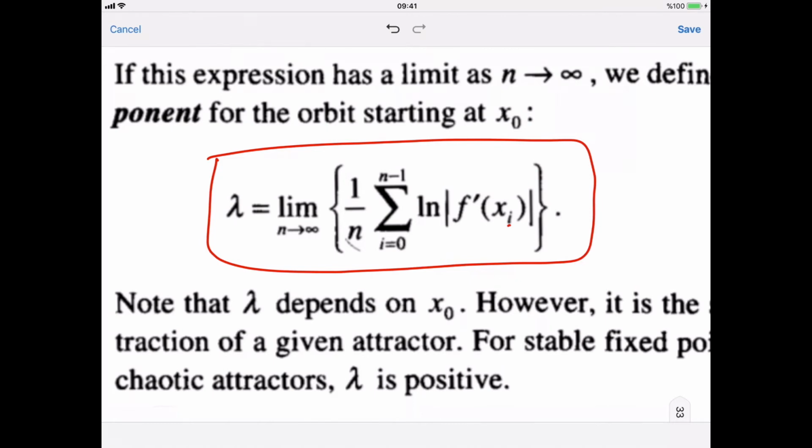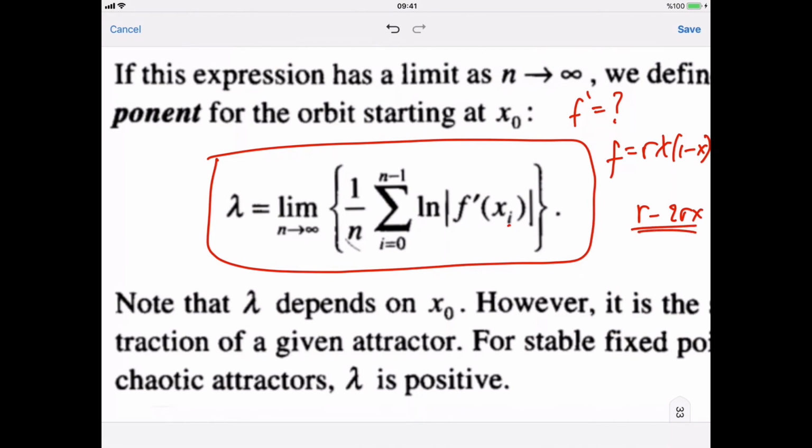So what is f prime in our case? Anyone? What was f? R x times 1 minus x, right? What is the derivative of this function? R minus? Yes, R minus 2rx. Very good. Okay.